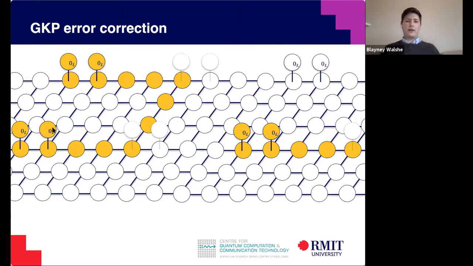error, which we then use qubit error correcting codes to correct. So GKP error correction doesn't correct logical errors. It converts CV noise into a potential for logical error.